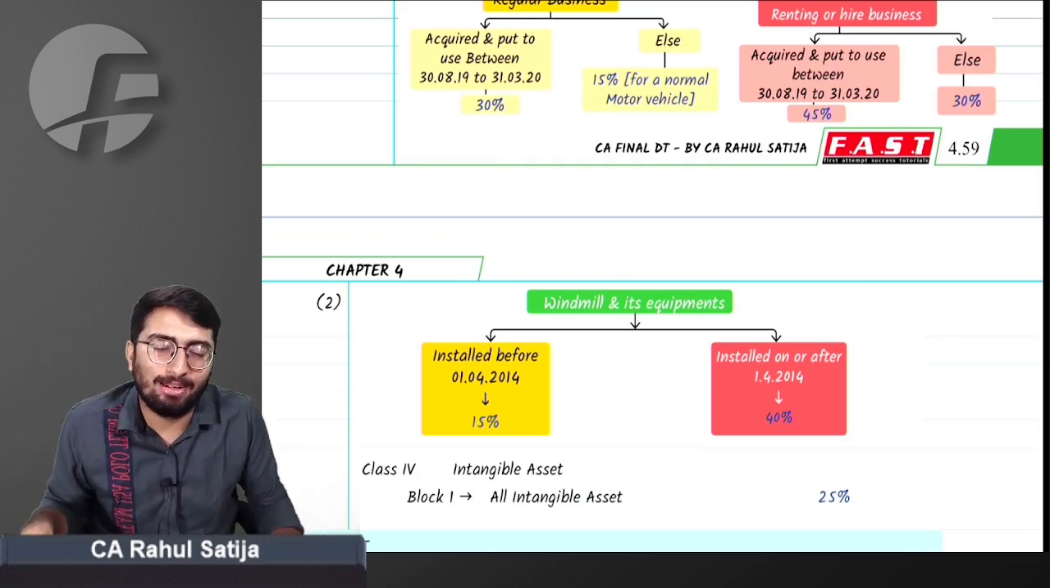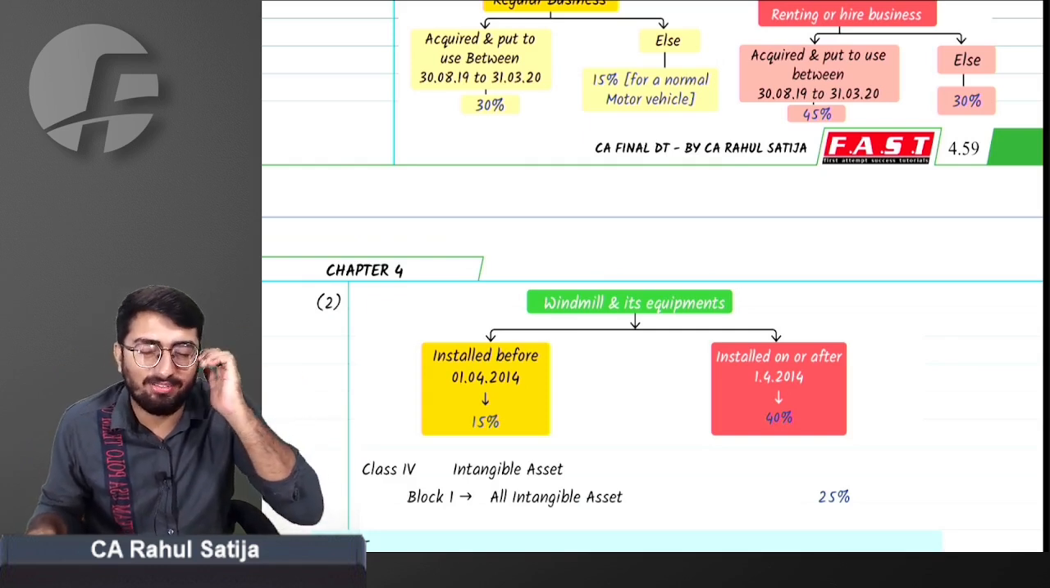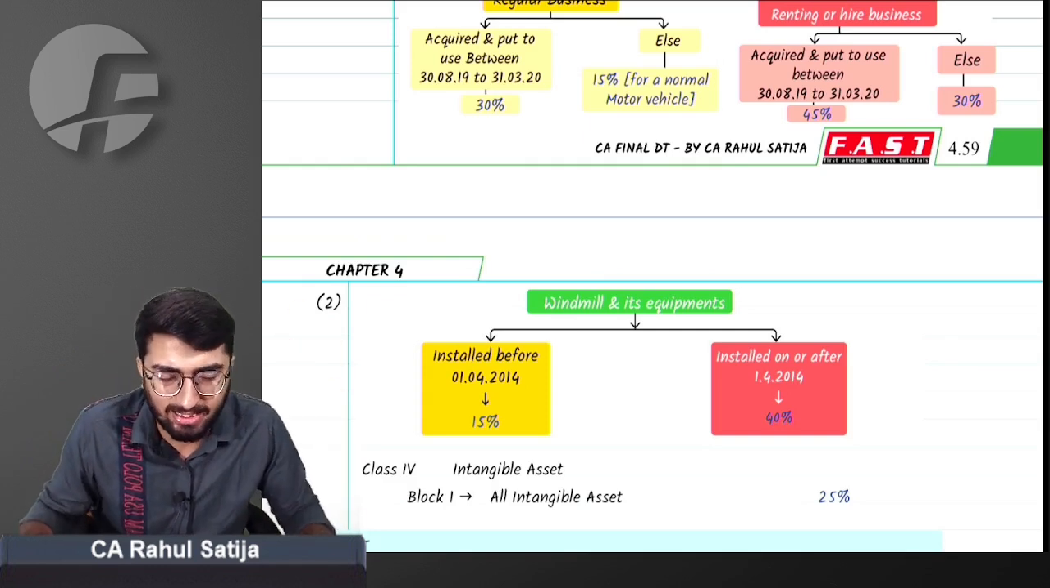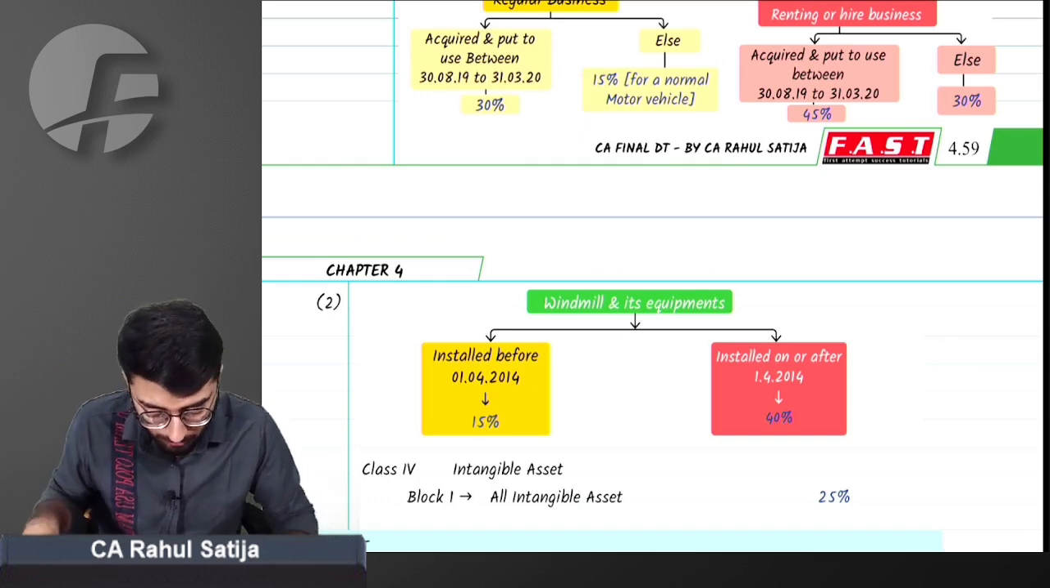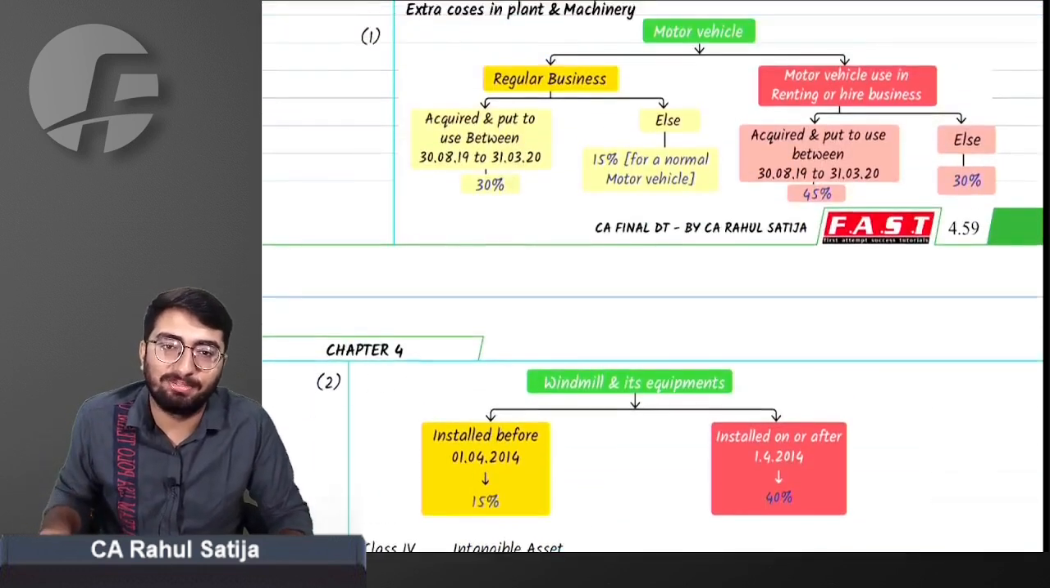So this was all about plant and machinery. We have the fourth class as intangible assets. It will be chargeable to simply a 25% rate. Simply 25%. Got this point? Yes, sir, we did understand.